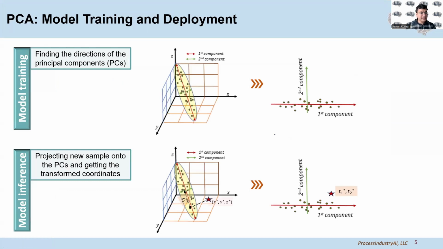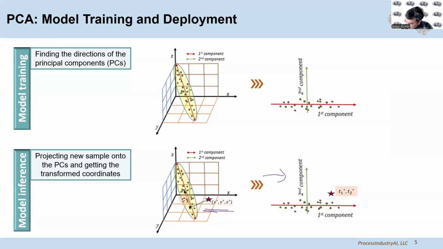Now, just like any other machine learning model, PCA also involves a model training step and a model inference or model deployment step. The task that we performed in the previous Jupyter notebook, where we found the direction of the principal components, that task is called model training. Once your model has been trained, you can apply that model on any test sample to find the transformed coordinates of the test data point in the low dimensional space.